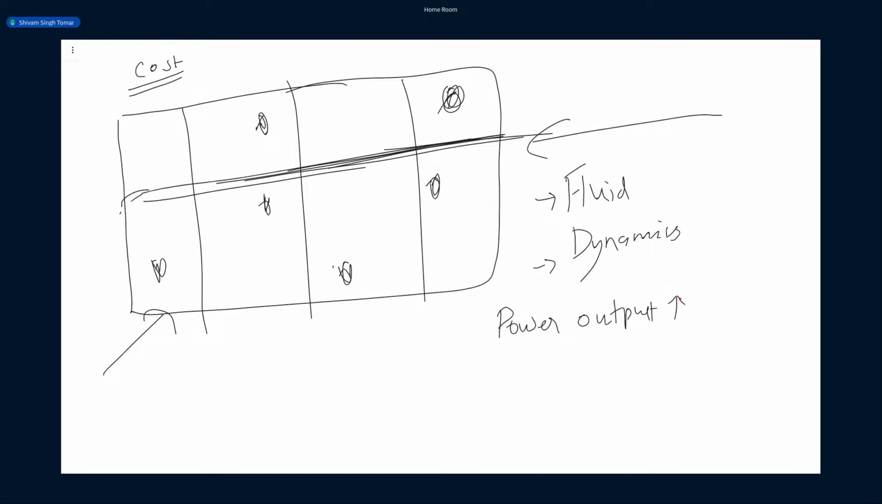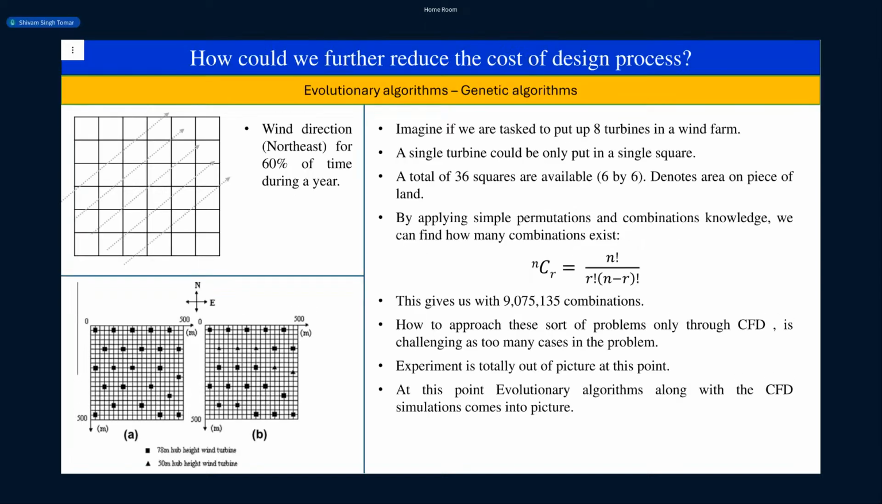So what we do here is, suppose I show you now in this slide. On the left-hand side of your slide, I have this box made. This is a 6 by 6 box. Assume it as a piece of land. I'm just giving you an example, I will not go into detail, just an example of how AIML is being used with CFD. So this is a 6 by 6 box, which means 36 spaces are there.